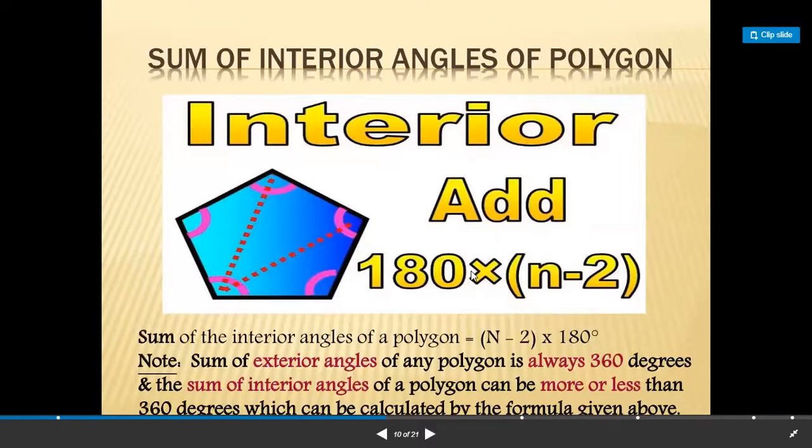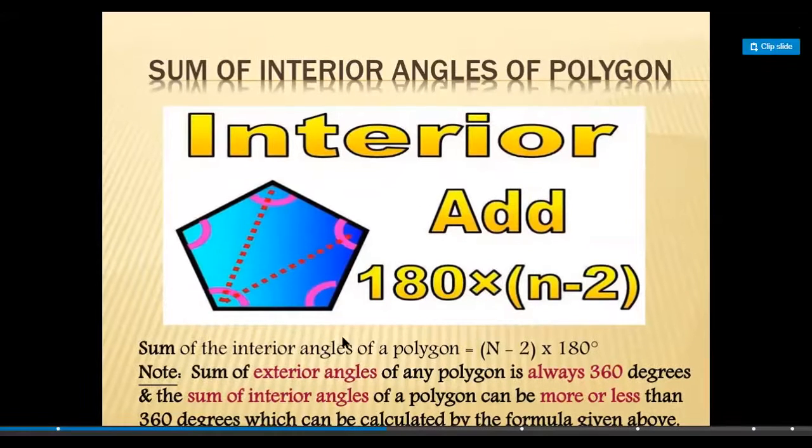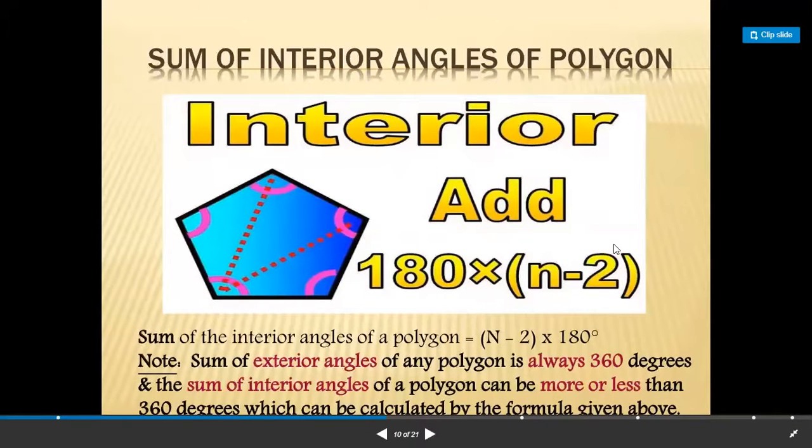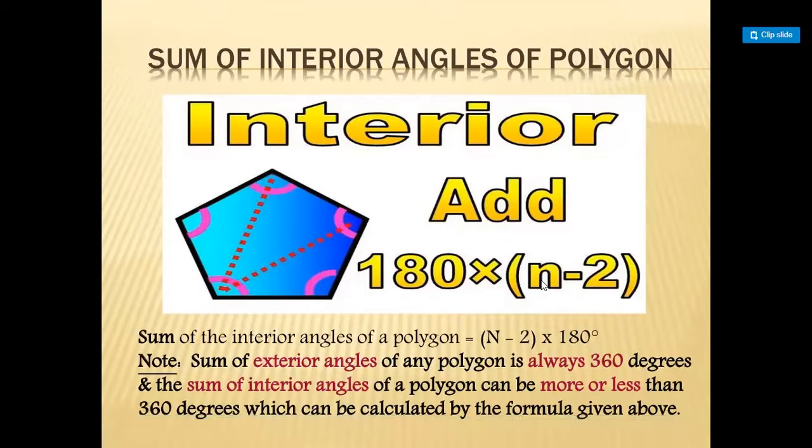Now the next is, if you are given any type of polygon, then the sum of all the interior angles will be given by this formula: 180 into (n minus 2). Please write down this formula. Sum of interior angles of a polygon is given by 180 into (n minus 2).